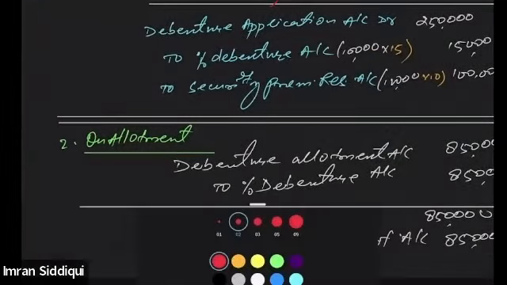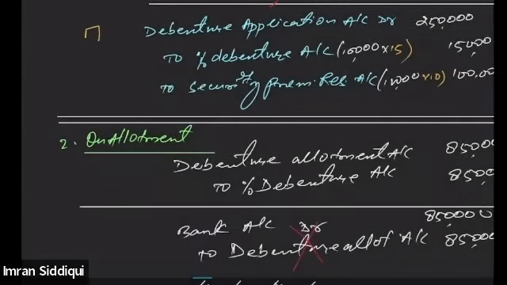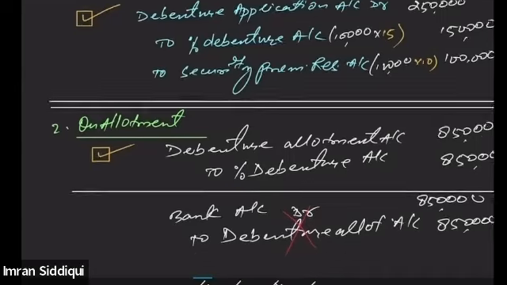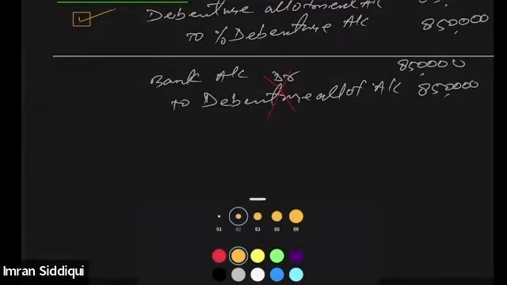This one, this and this need to be done only for the application and allotment. We don't have to show the entry for the bank. I hope this is clear, everybody. Now we can prepare the cash book.